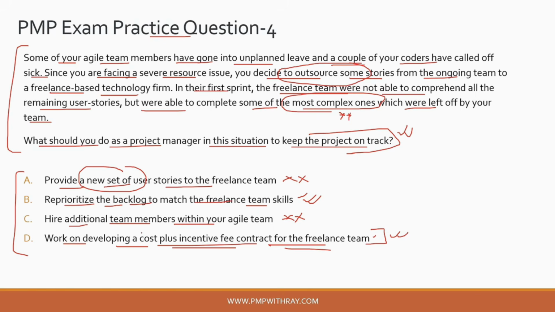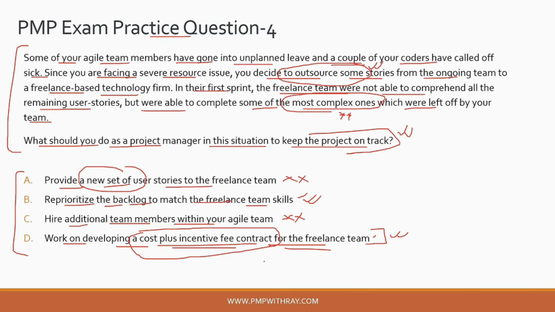So even if someone can argue that cost plus incentive fee contract is very suited for agile led projects which has an open scope, complex scope, etc., it doesn't matter in this scenario because you have already outsourced this to the freelance team, and that has to be based on some contract, right? You cannot outsource something without a contract.